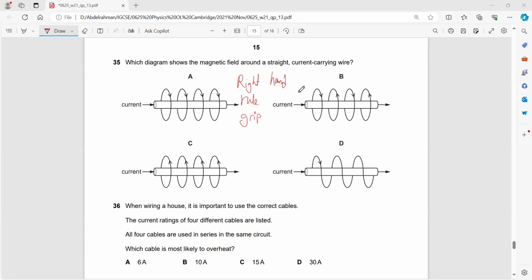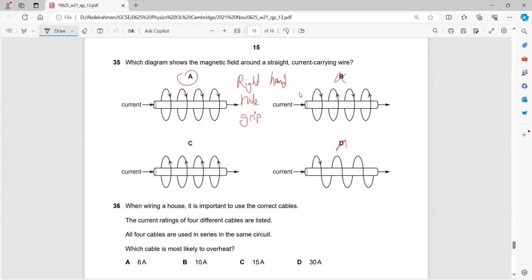The thumb is moving towards the right. Why? Because the current in this question is moving towards the right. When you have the current moving towards the right, if you close the other four fingers, they will create a magnetic field which is directed towards you, which would be A. B and D are definitely wrong.